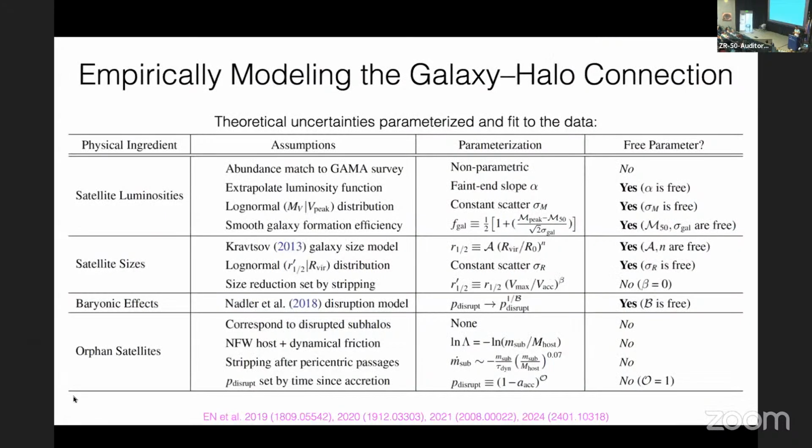On the galaxy halo connection modeling side, this is one example of an empirical model that we can use to parameterize the relationship between halos and the galaxies that they host. I don't expect you to take away all the details here, but the point is we can parameterize these theoretical uncertainties and then marginalize over them when we're fitting the data.